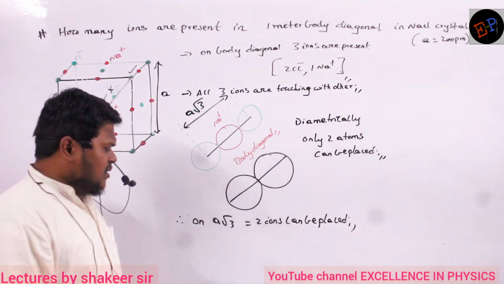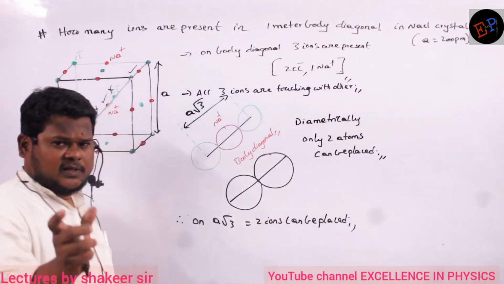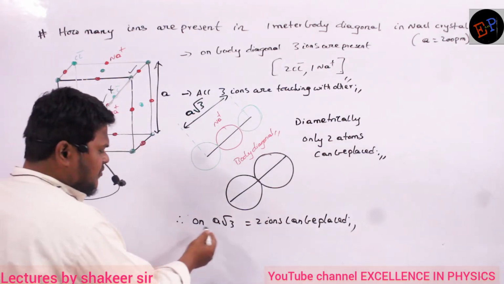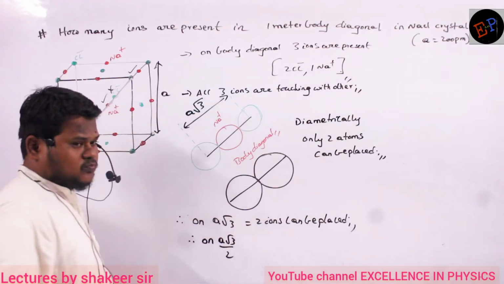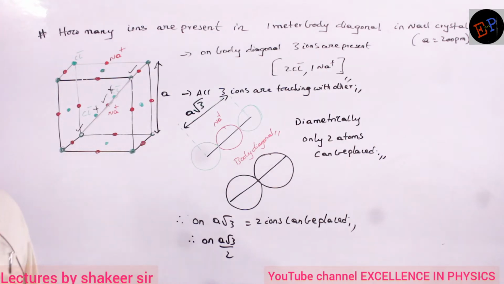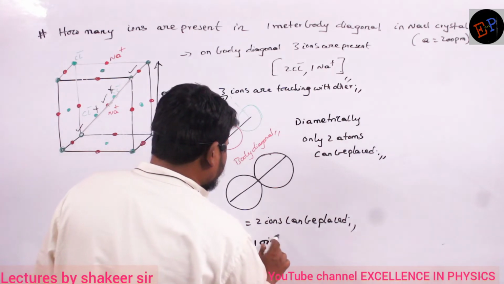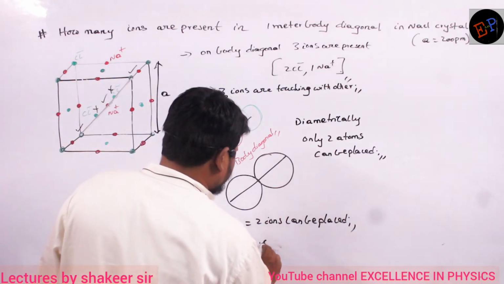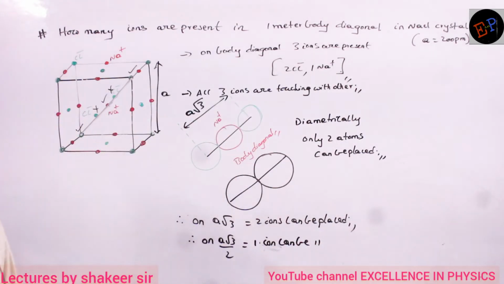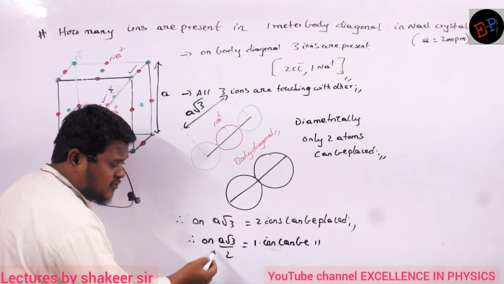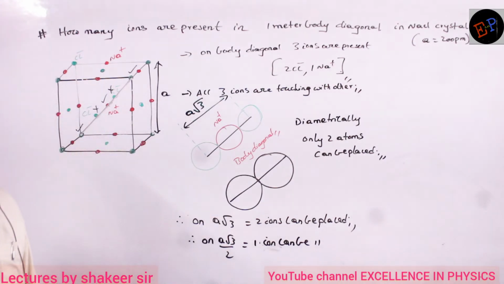Okay. Then if I want to place only 1 ion, then what is the length? Divided by 2. So therefore, on A root 3 by 2, how many ions can be placed? Only 1 ion can be placed. Are you able to understand? So on this much length, I can place only 1 ion.